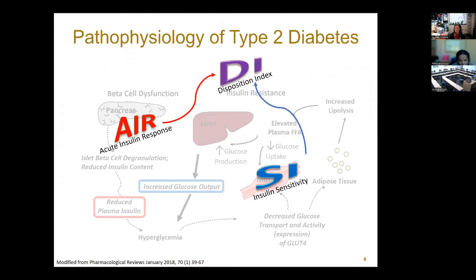When you put these two together, the product of these two measures is the disposition index, or DI, which captures the hyperbolic relationship to maintain glucose homeostasis. In our studies, it's actually predictive of the development of overt diabetes. So this just gives you a background for the types of measurements that we're going to talk about in the studies that I present today.